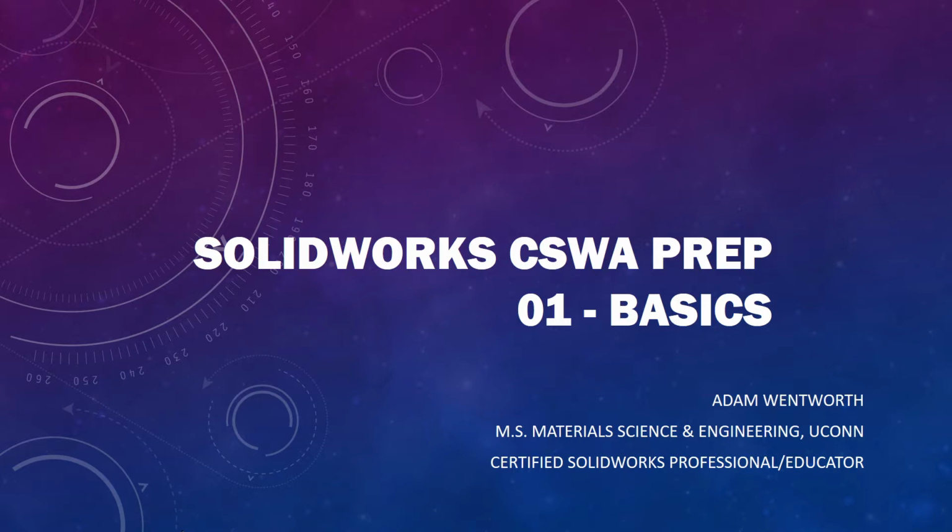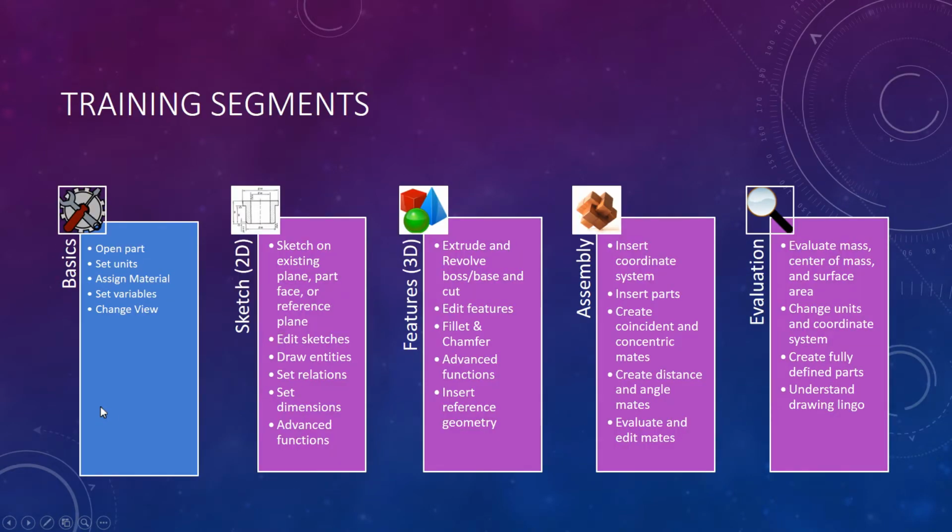So the modules that we're going to review are going to start with some basics, go to sketches, which are two-dimensional things, then features, which turn all your sketches three-dimensional, then assembly, and finally an evaluation. And each of these things we've identified as critical to passing the certification exam. So as you'll see in the basics, it's basically navigation, making sure unit system's correct, assigning material, doing variables, and changing your views.